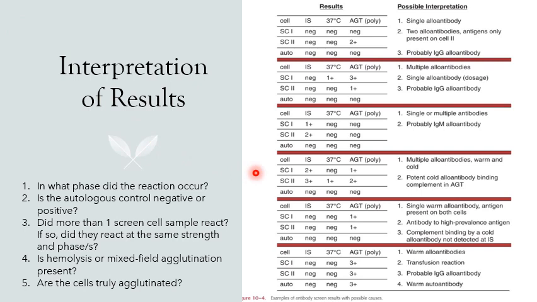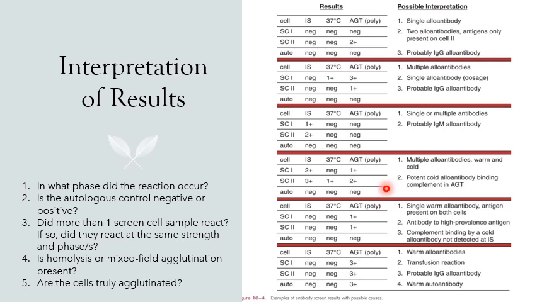Our fourth case shows that in screen cell number 1, there is a 2 plus reaction at immediate spin phase, negative at 37, and 1 plus at AHG. Screen cell number 2 shows 3 plus reaction in immediate spin phase, 1 plus in 37 degrees Celsius, and 2 plus at AHG phase. Our autocontrol is all negative, so walang autoantibody. So we will suspect it is an alloantibody.